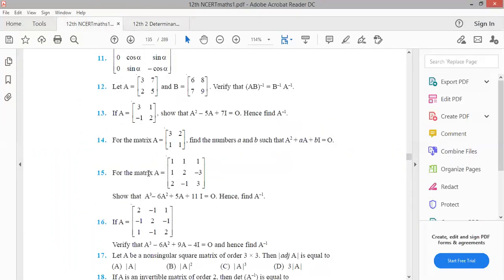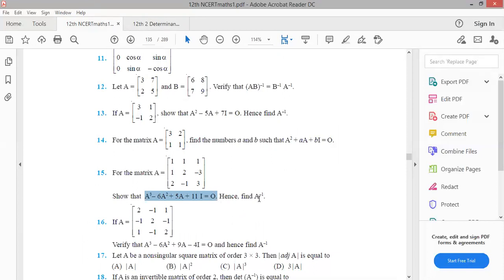So it's very simple. Next, it is for matrix A is equal to this. We have to first of all show that this is equal to 0 and find A inverse. This is once again the same as question number 13. What we have to do is first find A cube and A square. We have to put the values of A cube, A square, A and I in this equation, and we have to prove that this is equal to the 0 matrix. Yes, we can do it.